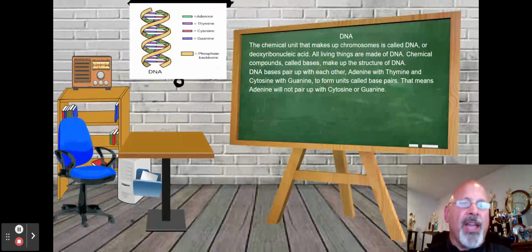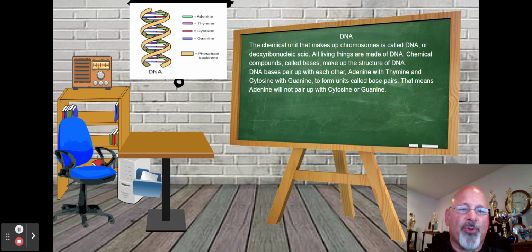We now want to look at the DNA, our genes, and the traits that we inherit from the parents. So, first of all, we want to look at the DNA. The DNA is a chemical unit that makes up chromosomes. All living things are made up of DNA. Chemical compounds called bases make up the structure of the DNA.